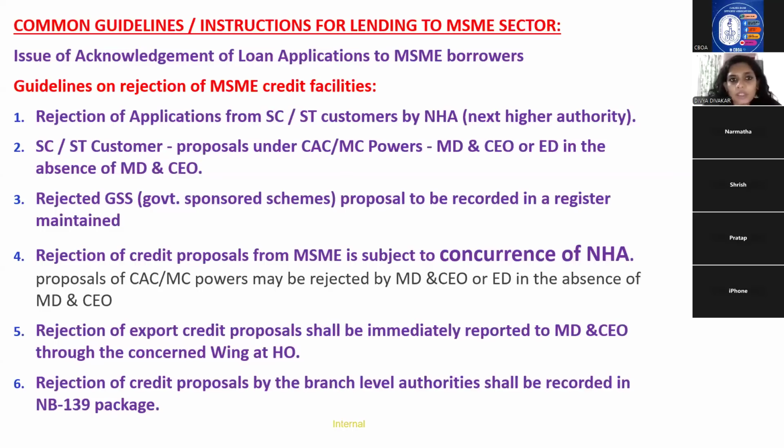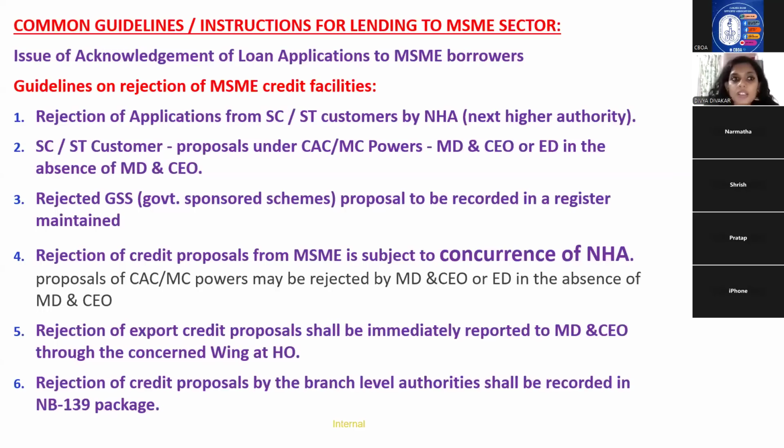If the proposal is coming under CAC or MC powers, it has to be done by MD and CEO, or ED in the absence of MD and CEO. Okay. Then if you're rejecting any government sponsored schemes, a proper register has to be maintained. And remember, if you want to reject any credit proposals from an MSME customer, it has to be with the concurrence of, remember, concurrence of the next higher authority.